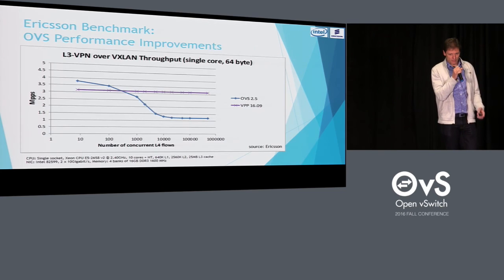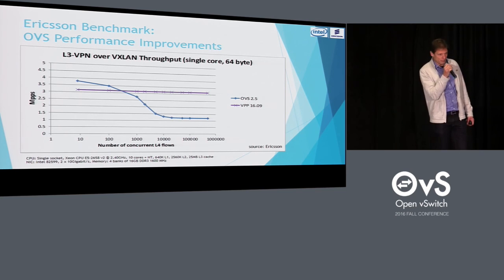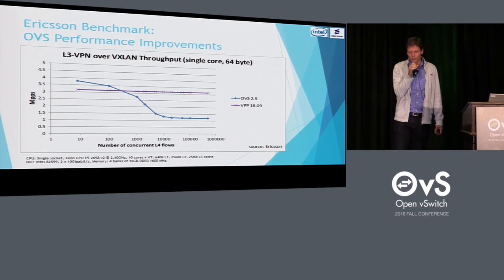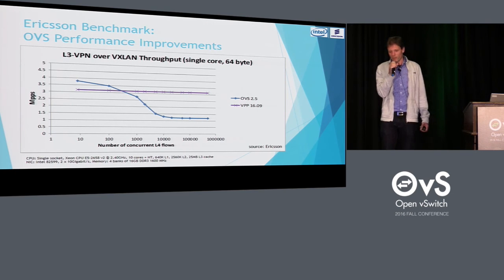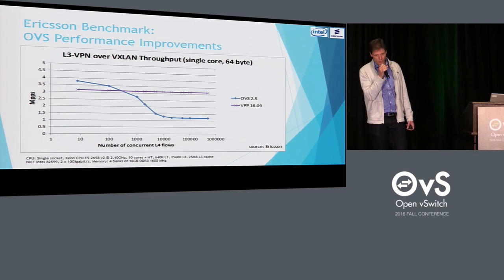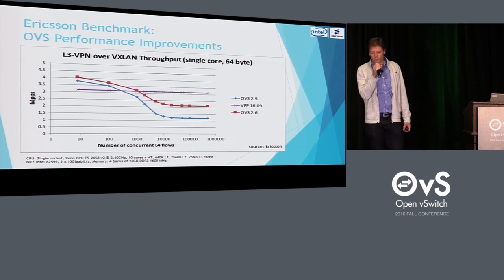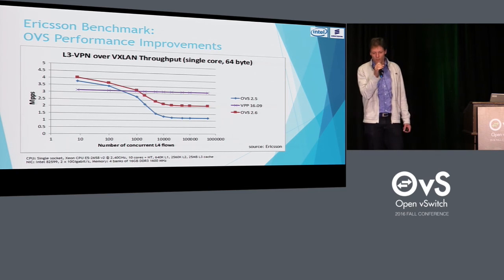And I would like to show you the net effect of all these optimizations together. So just to remind you, this is our baseline, OVS 2.5, and we have done fresh measurements with a newer version of VPP, but the performance is basically the same as before. And let me show you what the performance is in OVS 2.6. You can see here we have significantly improved the baseline performance of the Megaflow cache.